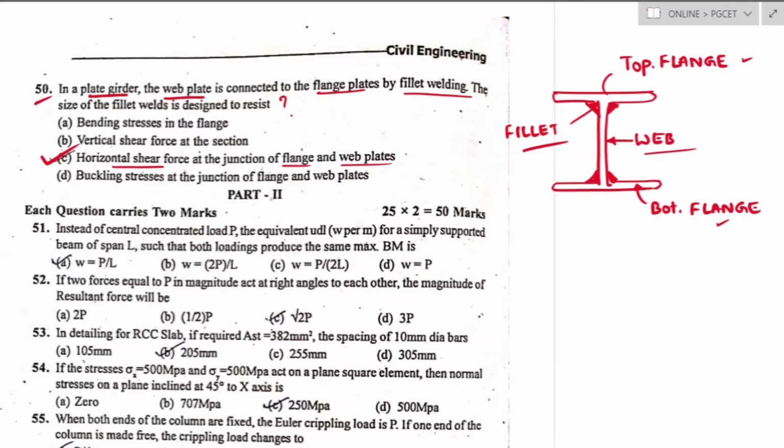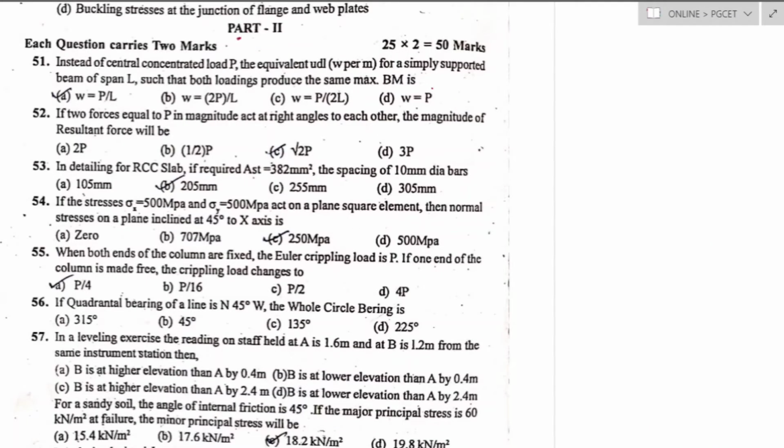So this completes part 1 questions of this question paper. Now let's begin with part 2 questions. Question number 51. Instead of central concentrated load P, the equivalent UDL W per meter for a simply supported beam of span L, such that both loadings produce the same maximum bending moment, is.